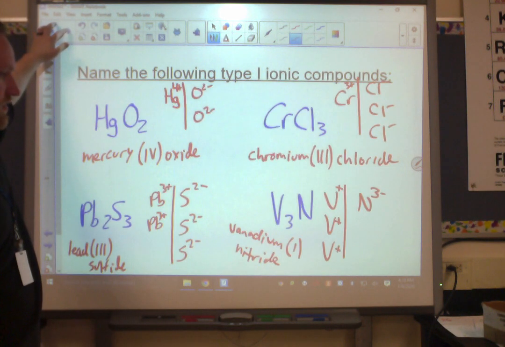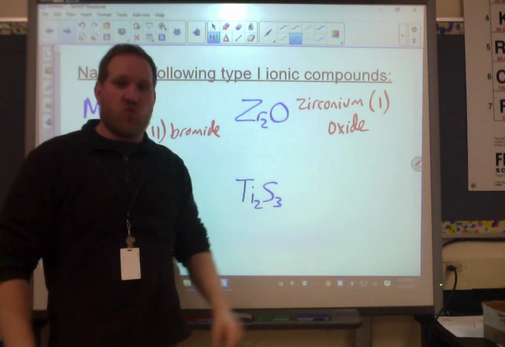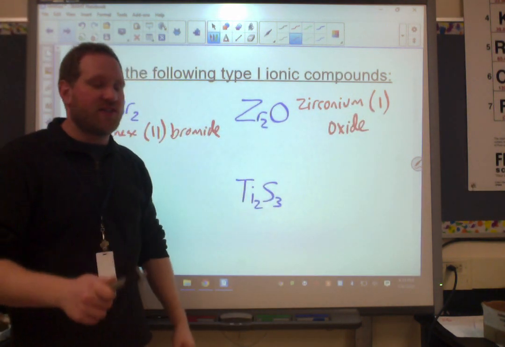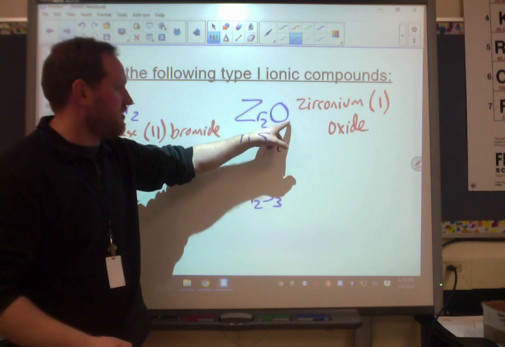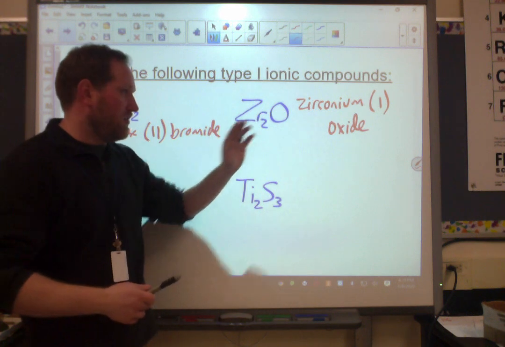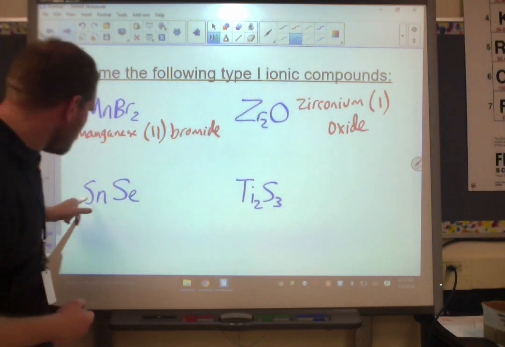Oh, and I don't know if this came up before. Looks like it did. When the charge on the transition metal is a 1, yes, you have to include it. A lot of times when there's a 1, we don't write a 1, like for example here. But in this case, when the charge is 1 plus, you have to write 1. You can't leave it blank.